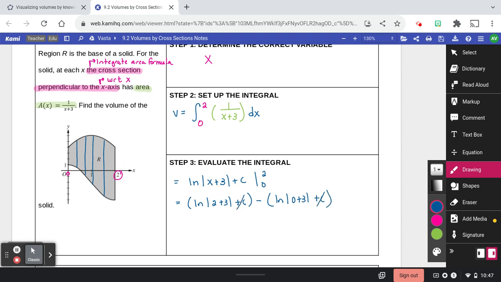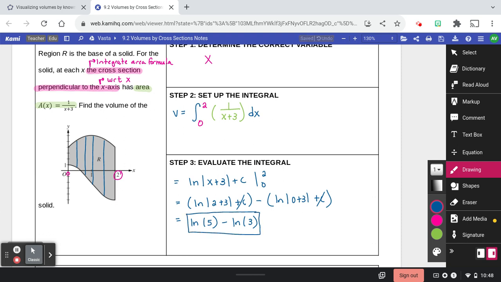Now the c's cancel. 2 plus 3 is 5, so I'm going to have the natural log of 5, and I don't need the absolute value because the absolute value of 5 is just 5, minus 0 plus 3 is 3, so I would have the natural log of 3, and again, I don't need the absolute value because the absolute value of 3 is just 3. And this would be my final answer for this problem.